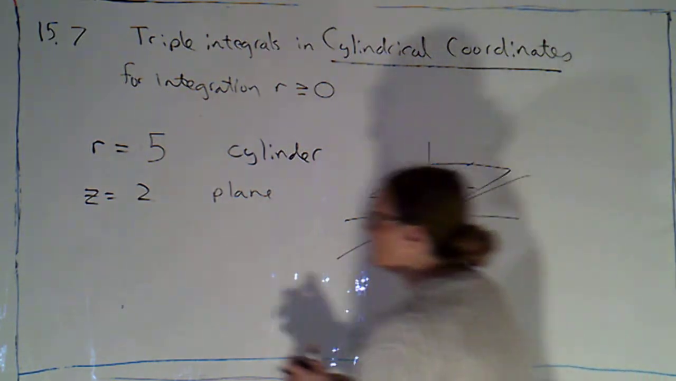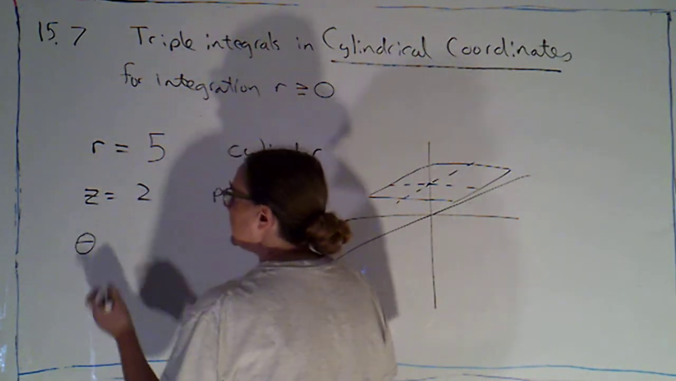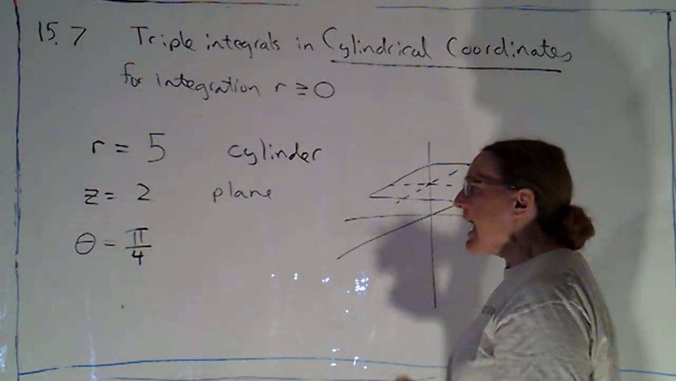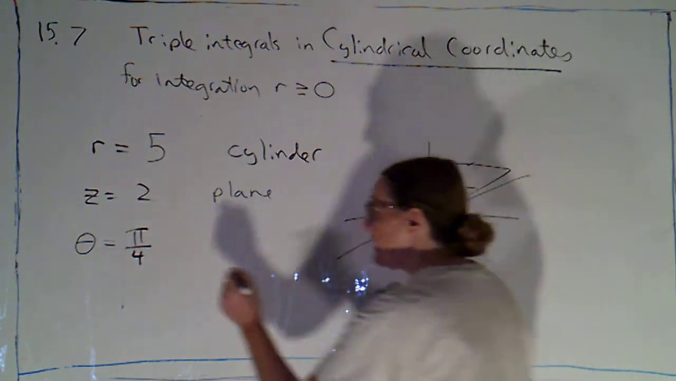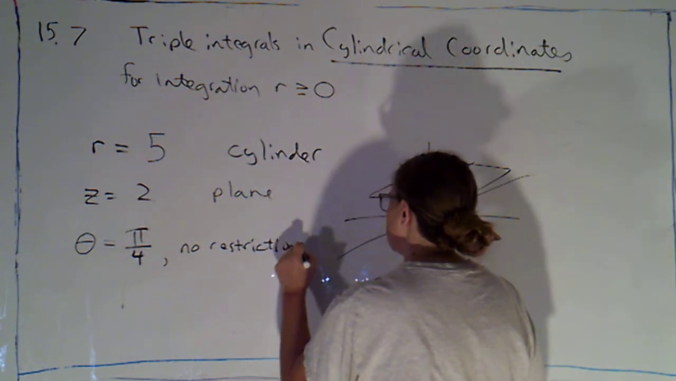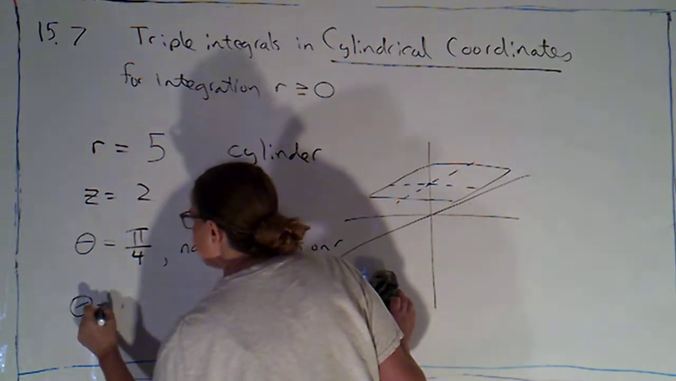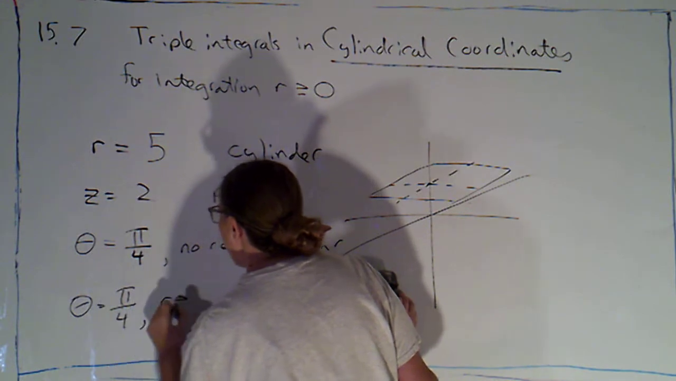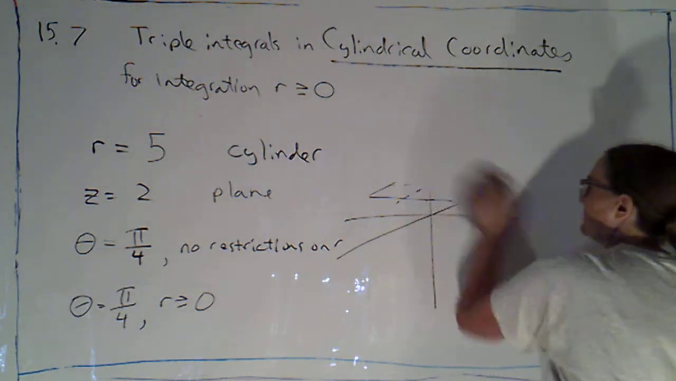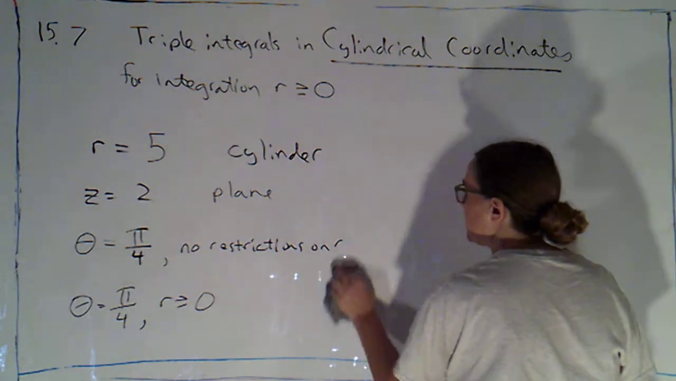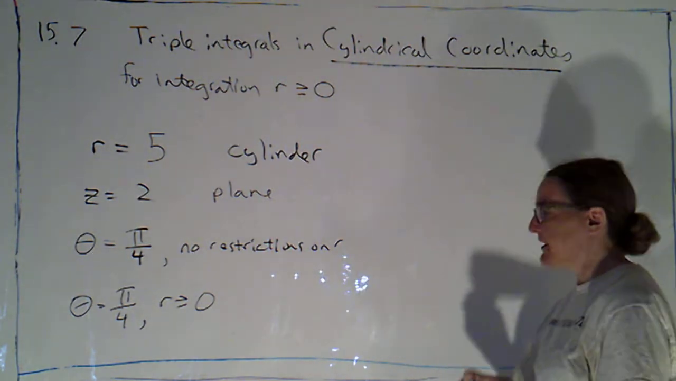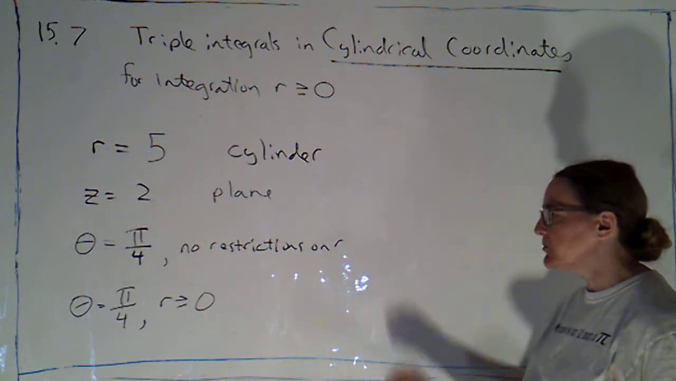Now, let's take a look at if theta is constant. Let's just suppose theta is equal to pi over 4. And I'm actually going to do this one twice. I'm going to first of all do it with no restrictions on r. And then I'm going to do theta equals pi over 4, where r is bigger than or equal to 0. Because most of the time, we're going to be using cylindrical coordinates for the purposes of integration. And just like when we integrate in polar coordinates, we're going to require our r values to be non-negative.